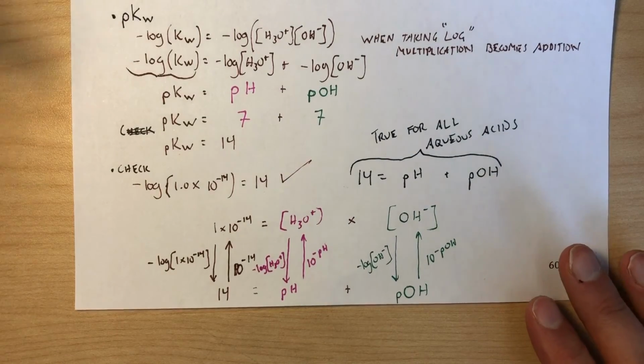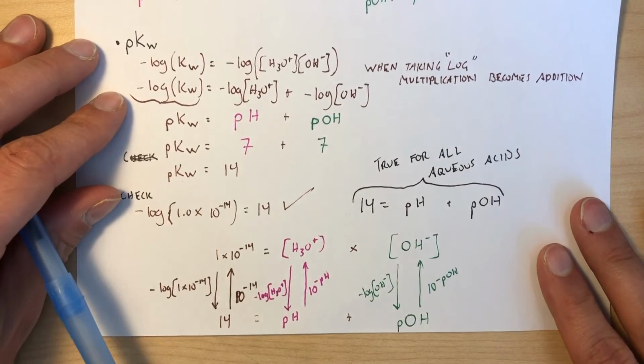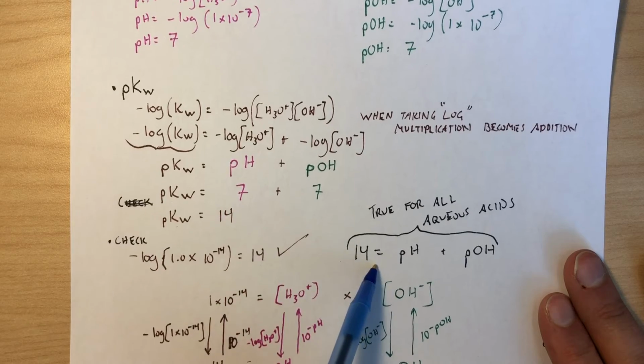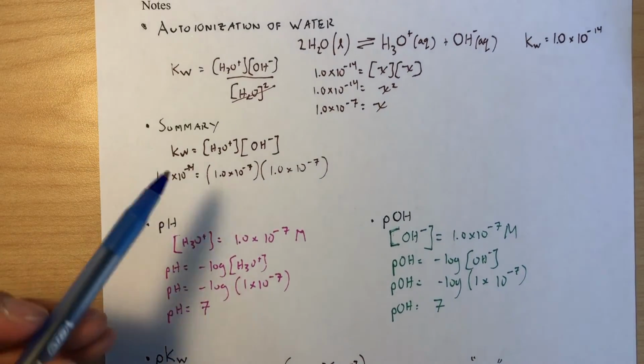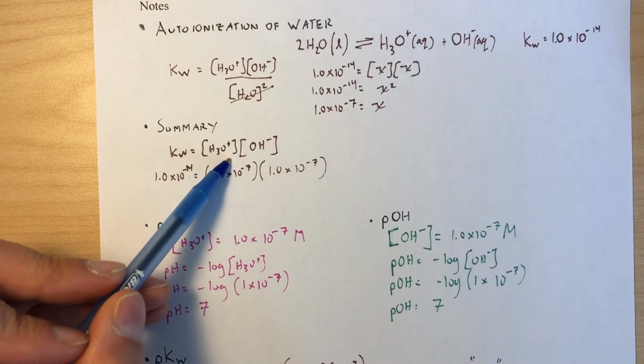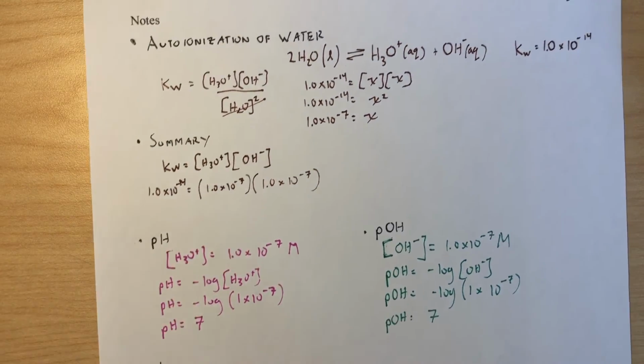Now that we have taken a look at the autoionization of water and brought out a few really important relationships, such as 14 is equal to pOH plus pH, and Kw is equal to the product of hydronium and hydroxide, we can return to example 4.